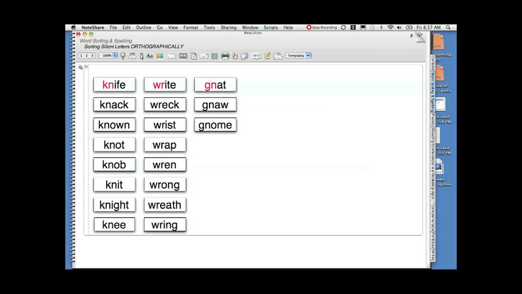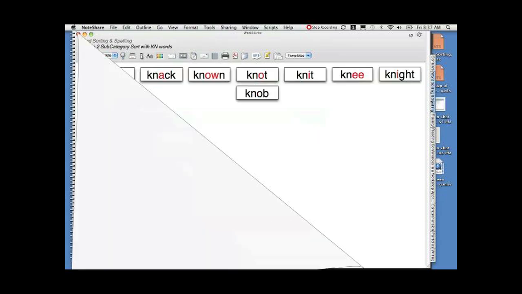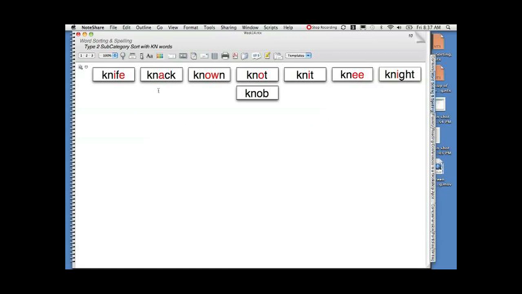Okay, from there, what you want to do is select just one of the columns to be able to make them perceive what the vowel sound is in each one of these words. So I'm getting rid of the other columns. I've got them still organized as an orthographic or spelling type sort. In other words, all they have to do is pay attention to the KN at the beginning of the word. But I'm going to now move into a type 2 sort where I'm going to create subcategories, one subcategory for each unique vowel.